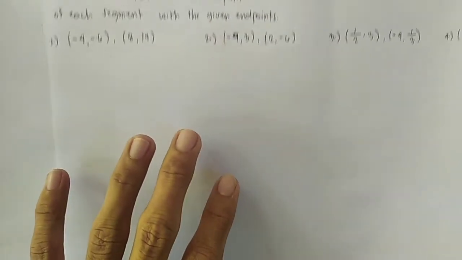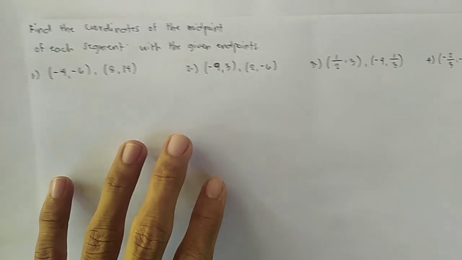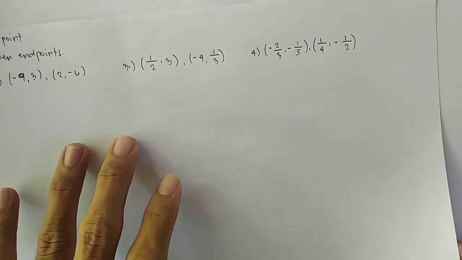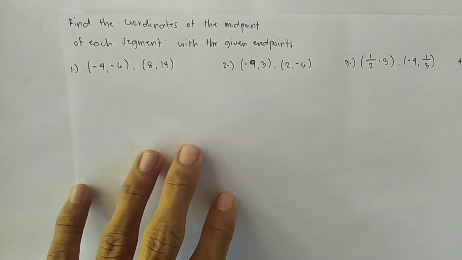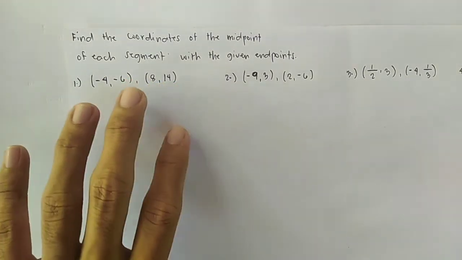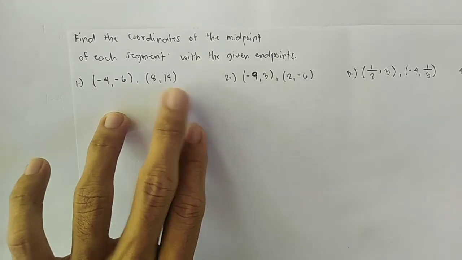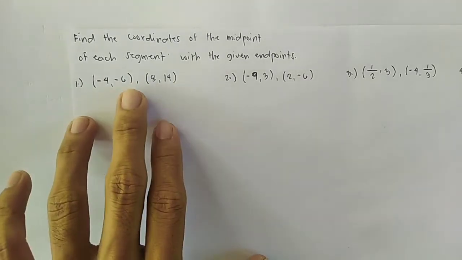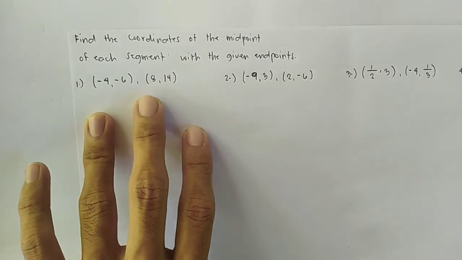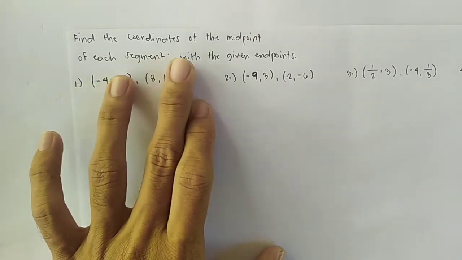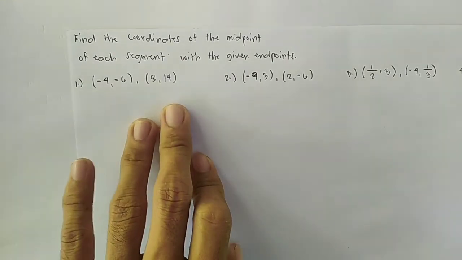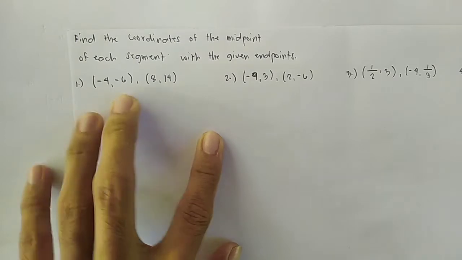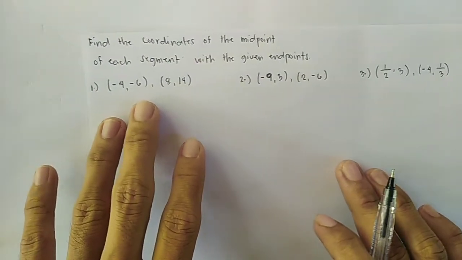Now I have here the examples to be used in this video. We have 4 examples that we are going to use. Our task is to find the coordinates of the midpoint of each segment with the given endpoints. Midpoint comes from the term middle, so middle point or middle coordinates, from the given 2 endpoints of a line segment.